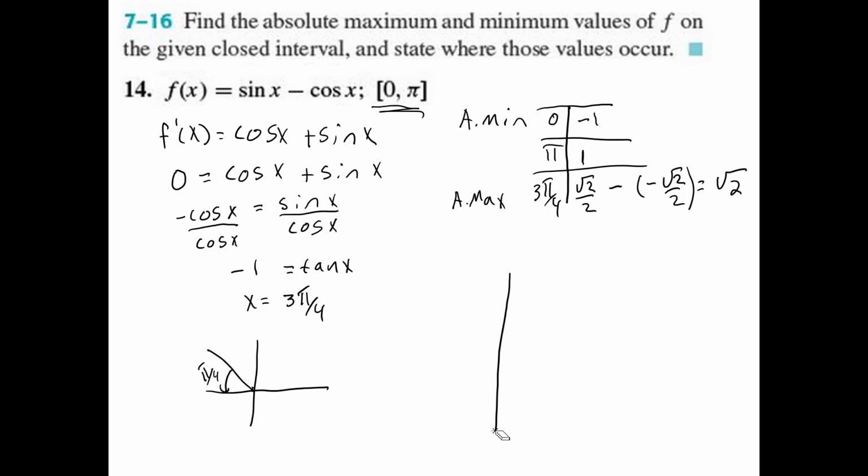And the graph that I am getting from 0 to pi goes up here and then comes down. That's at pi. And this is at 3 pi over 4. So it gets this maximum value. And then over here you get your minimum value. Matches the table. Matches my critical point. This is the only critical point. There is no other critical point. So everything looks good. Let's move on.